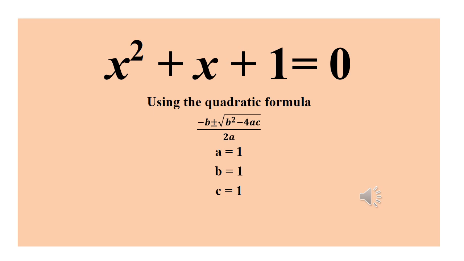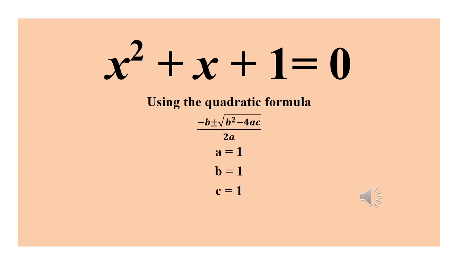So if you look at this equation now, it is a quadratic equation. X squared plus x plus 1 equals 0. But it's not a perfect square, we cannot factorize it. So we cannot use the factorization method. So we have to use the quadratic formula or the other formula. So let's go by the quadratic formula.